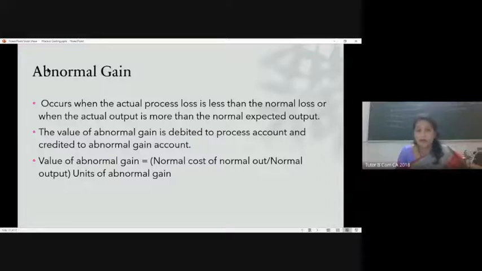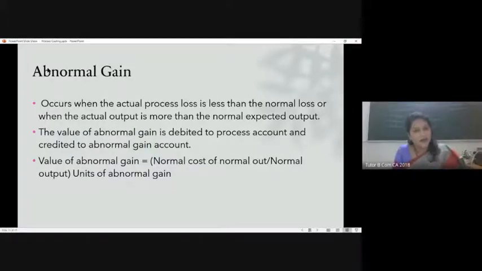Gain can occur because of two reasons. Primarily, one is your actual production process: the actual output is more than the expected output. The second one is where the actual loss is less than the normal expected loss. These are the two conditions in which we will say that we have abnormal gain.